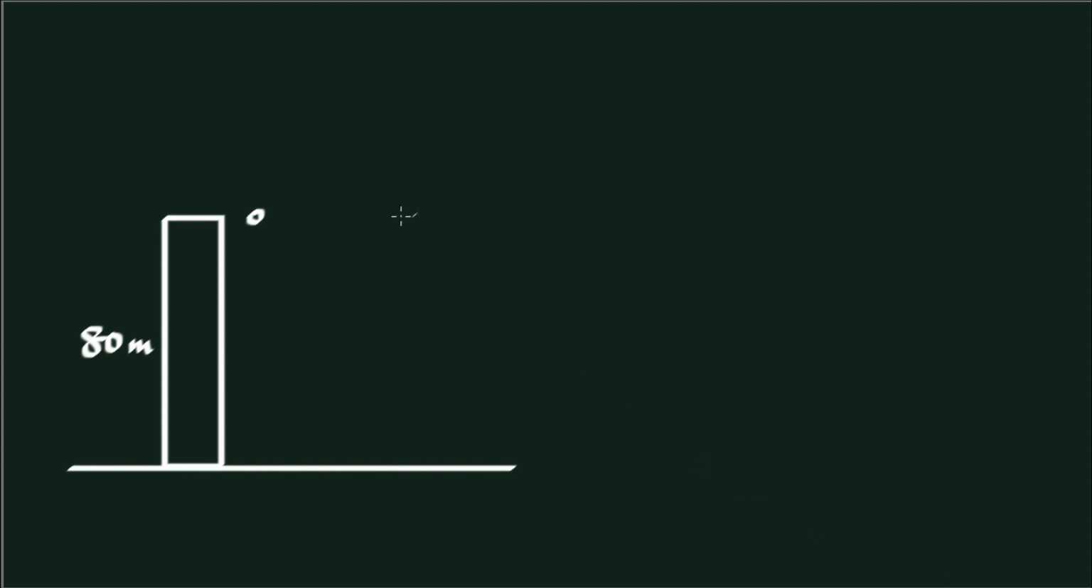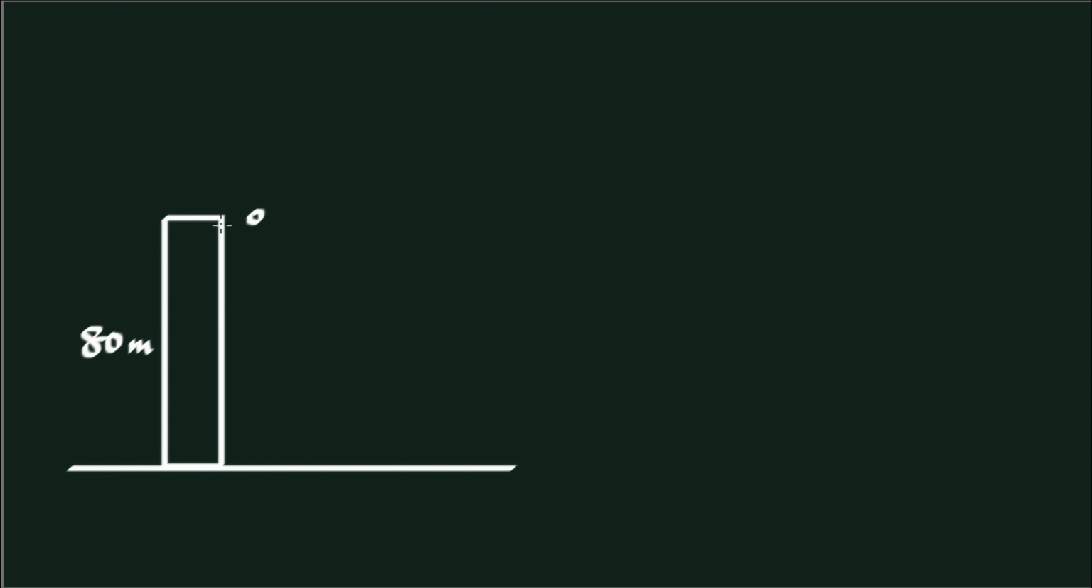In this problem, a boy drops a stone from the top of an 80-meter tower, and 1 second later, he wants to throw a stone down so that it hits the first stone. Here's the important thing. If the first stone has been traveling for t seconds, the second stone started 1 second later, but they met at the same time. If the second stone hits the first stone, that means the second stone has been traveling for t minus 1 second. That is the crucial thing in this problem.